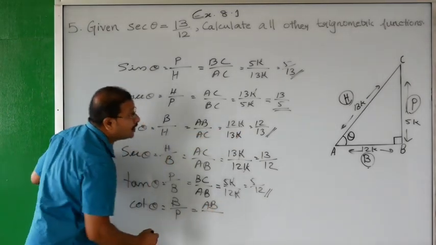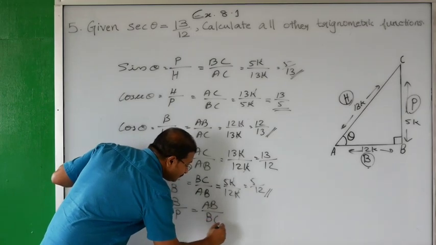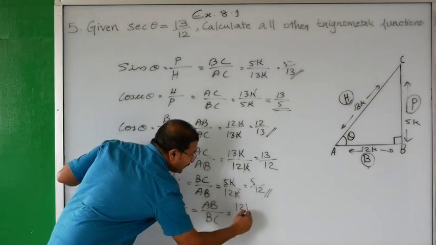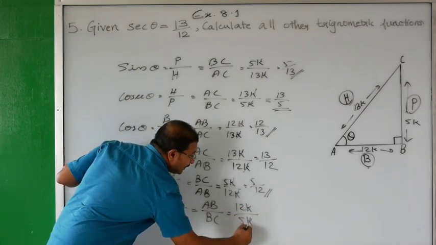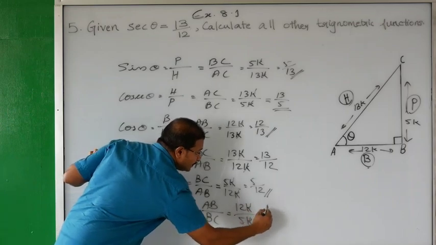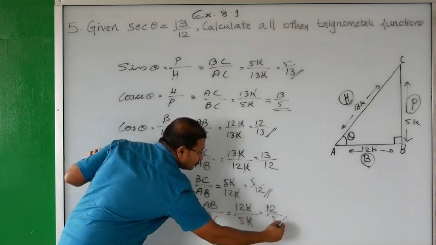AB by perpendicular BC means we'll get 12K by 5K. K will cancel, we'll get 12 by 5.